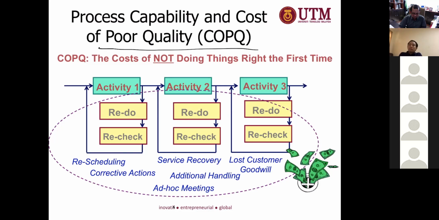This is the cost of not doing things right the first time. Cost of poor quality, rework, work in progress. That's cost. So we have to avoid this. And this is very dangerous: lost customer goodwill. It happened to one company because of just a power window problem.